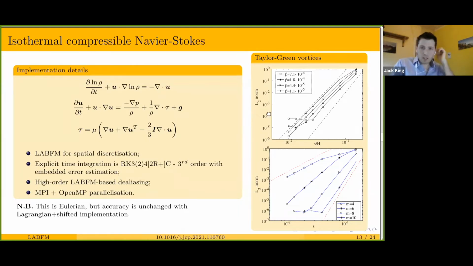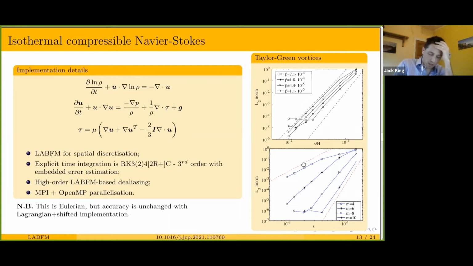On the right, there are two figures showing the error when simulating Taylor-Green vortices. There's an analytic solution for Taylor-Green vortices in the incompressible limit, but our simulations are isothermally compressible. In the top, I'm using sixth order LABFM, and I'm reducing the compressibility. I see that as I reduce the compressibility, we keep between fifth and sixth order convergence, but we lower this compressibility related error limit.